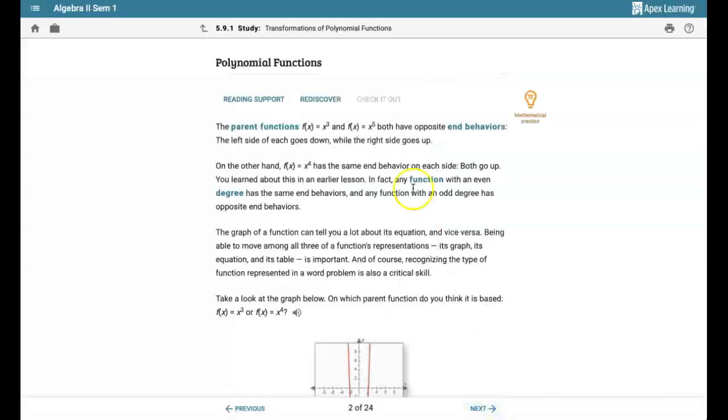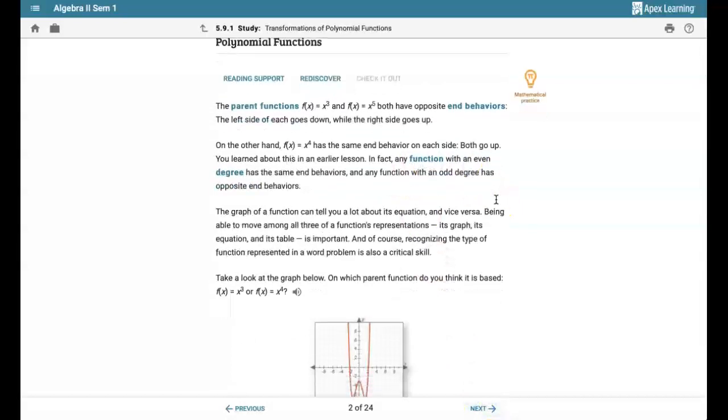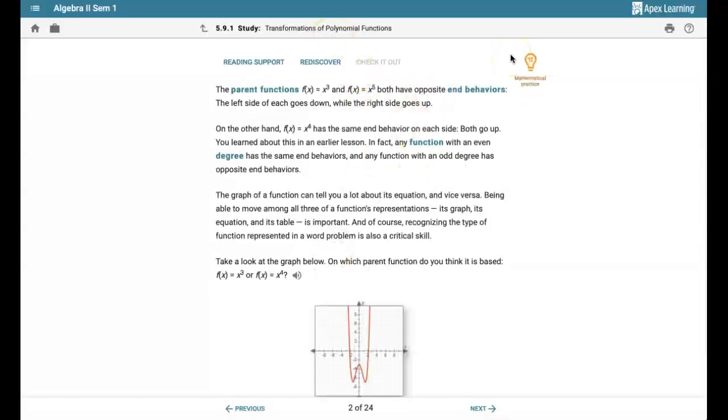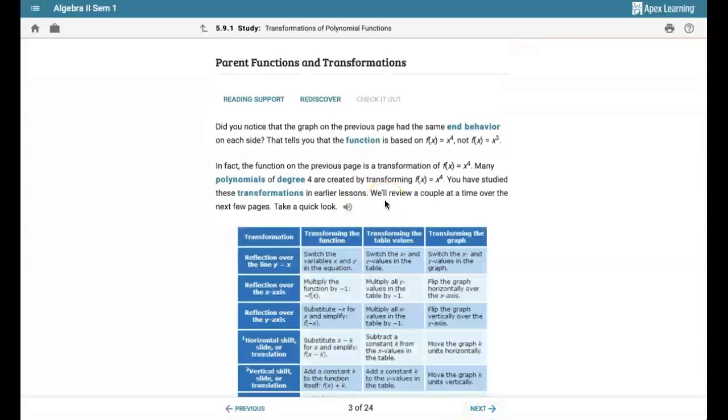So those are the parent functions. And we talked about this in an earlier unit, those end behaviors. For 3 and 5, they had opposite end behaviors because their exponent is odd. By opposite, we mean one side's going up and one side's going down. Versus if we have even exponents, both sides are going to go up or both sides are going to go down. Looking at this one here, the parent function is x to the fourth if we had to choose, because they're both going in the same direction.